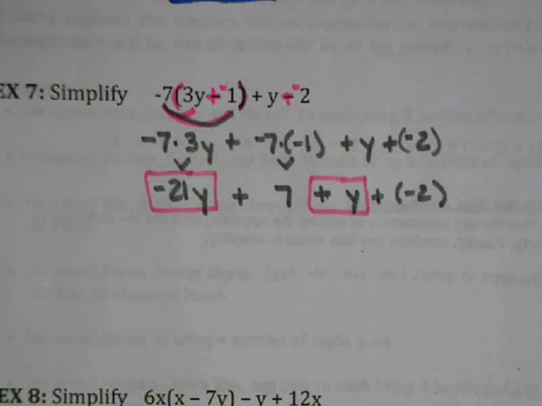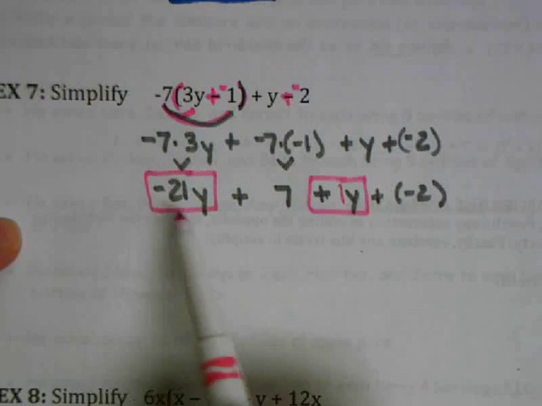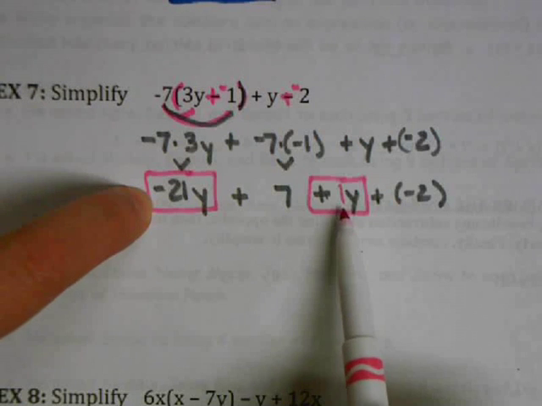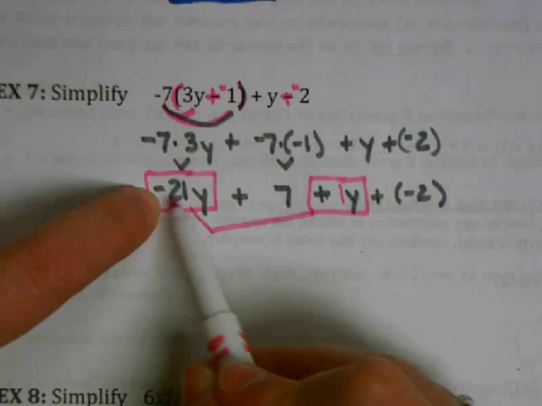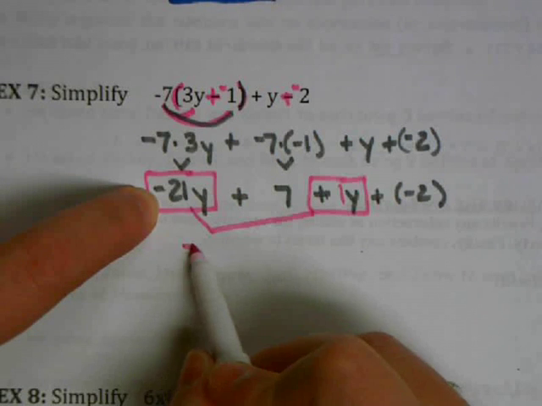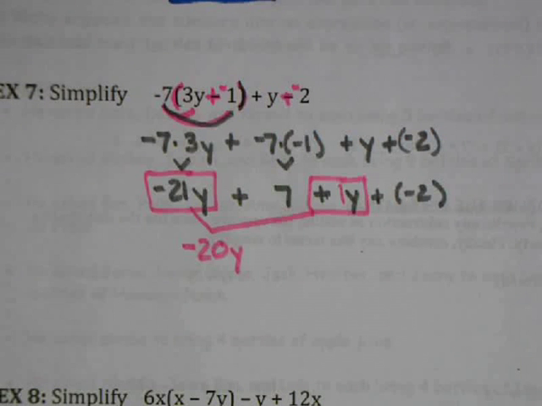Negative 21y plus y. How many y's is that? That's just 1, right? Negative 21 plus 1. A negative plus a positive. I'm going to subtract them in my head, and that gives me 20. And since the 21 was negative, my answer is negative, right? Negative 20y's left.